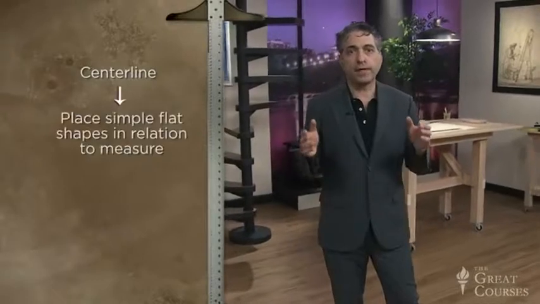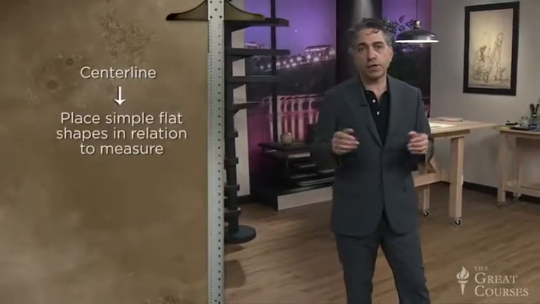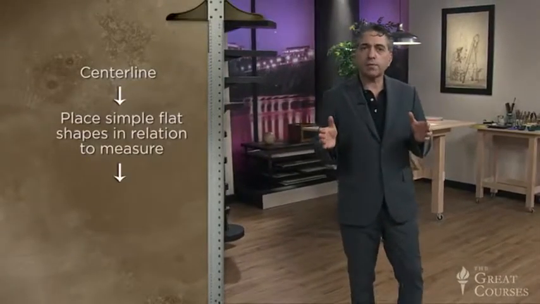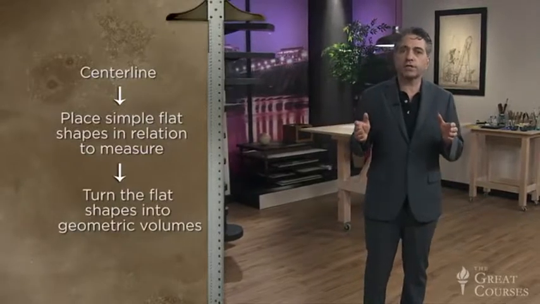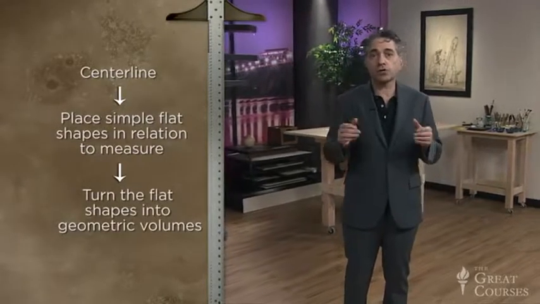What we've been doing here with the figures is like retracing what we did in some of the first lectures as we started to tackle still life objects. Start with a center line, then place simple flat shapes in relation to measure. The next step we took was to turn the flat shapes into geometric volumes, and that's just what we'll do here.